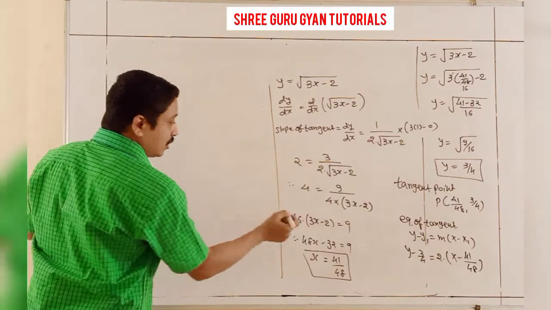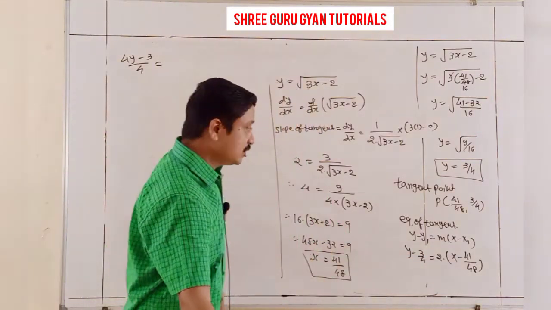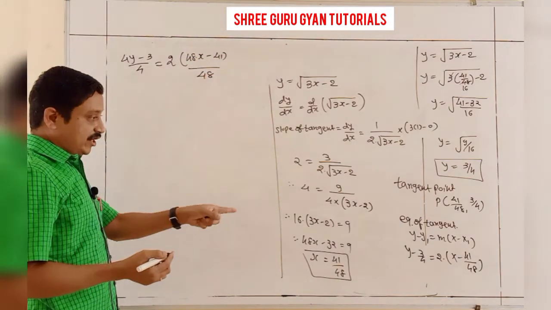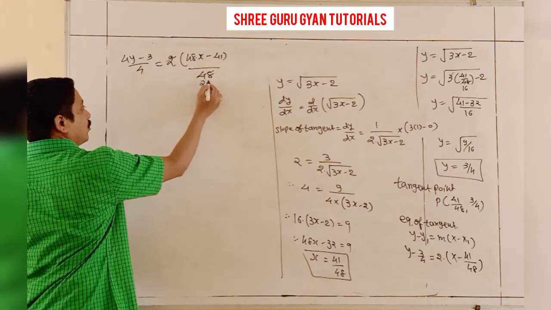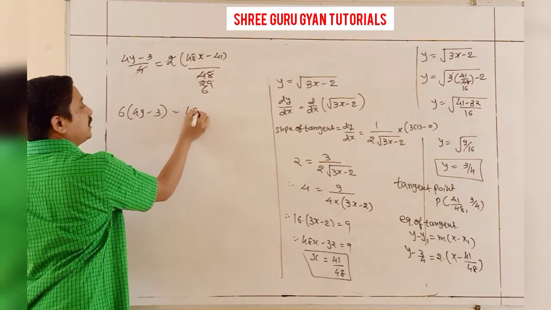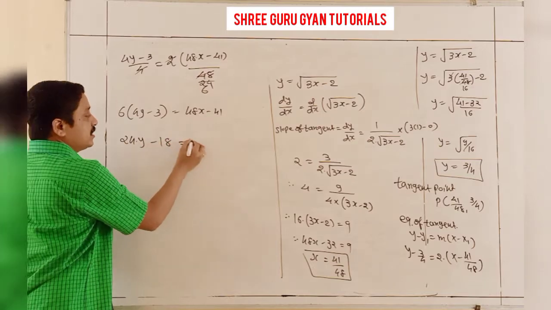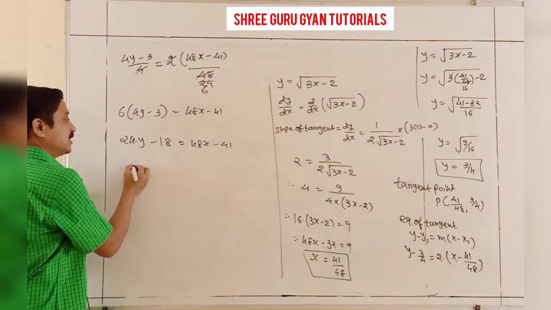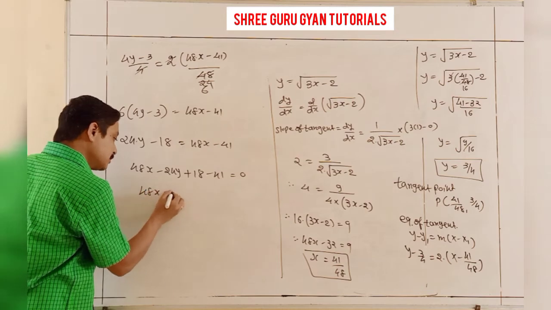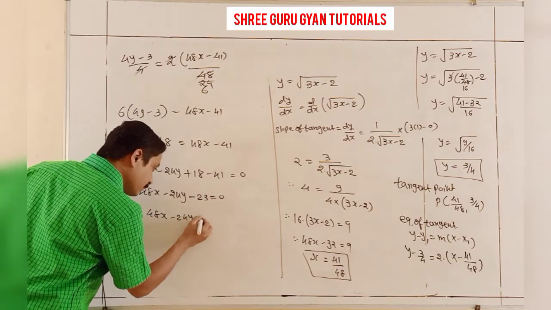So here 4y minus 3, these are 4 multiplied by minus 3, is equal to 2 times (48x minus 41) by 48. The 48 ones are minus 41. This cancels, students, 2 into 24. Yes, 24 is the exact answer. So 6 into (4y minus 3) equals 48x minus 41. Finally, 6 fours are 24y, 6 threes are 18, and 48x minus 41. So, students, your answer is 48x minus 24y plus 18 minus 41. Just rearrange: 18 minus 41 is minus 23. So your answer is 48x minus 24y equals 23.